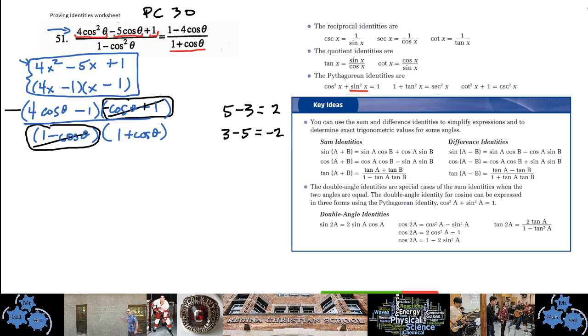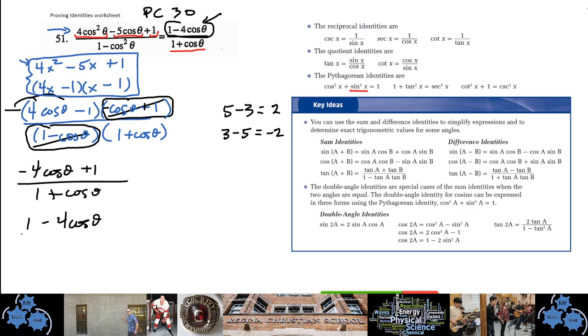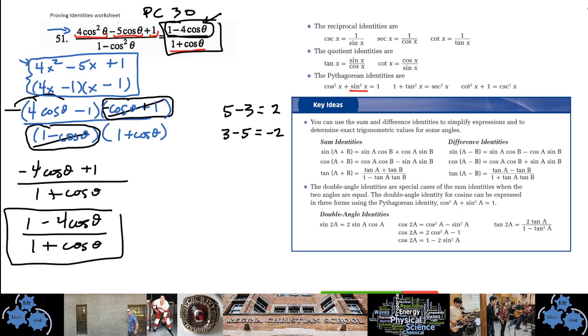And what happens when I multiply this negative in here? Well, look over here. We're pretty close here, aren't we? It's actually negative 4 cos theta plus 1 on top, and 1 plus cos theta. Well, if you just rearrange those, that is exactly the same as what we have over here, isn't it? There we go. See? 1 plus cos theta. So there you go. The left side now equals the right side.